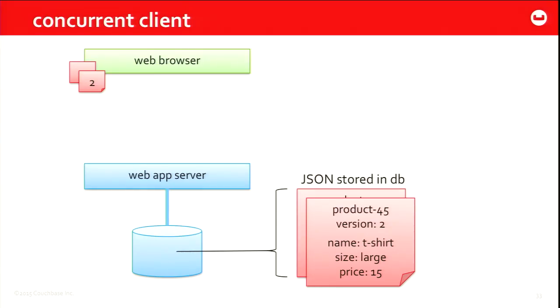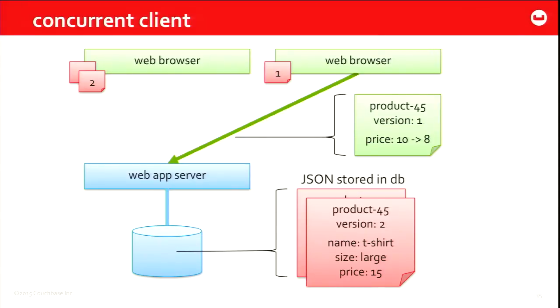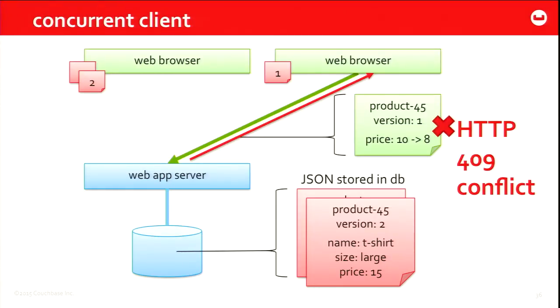But what might happen? A concurrent client might appear. This is, again, no problem. Another user might be pointing her own web browser at the server and sending in a change request JSON document, trying to change the price down to $8. Unbeknownst to her, the price was changed out from underneath her. She's going to get a conflict. Easy. Everybody knows this, right? This is all familiar territory.